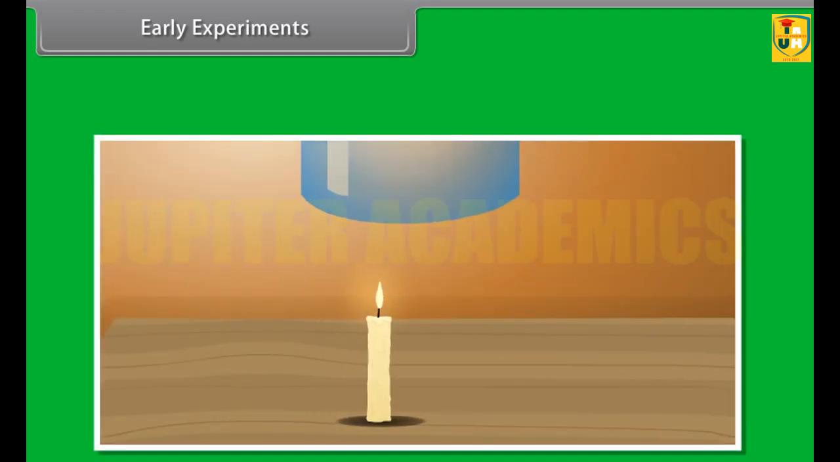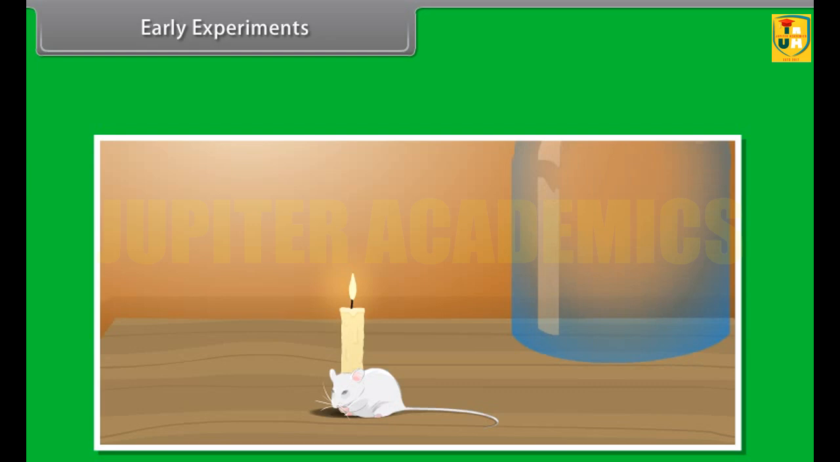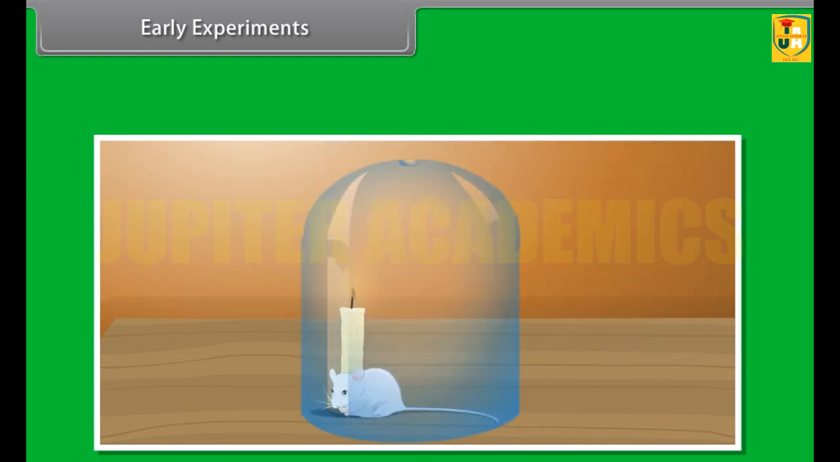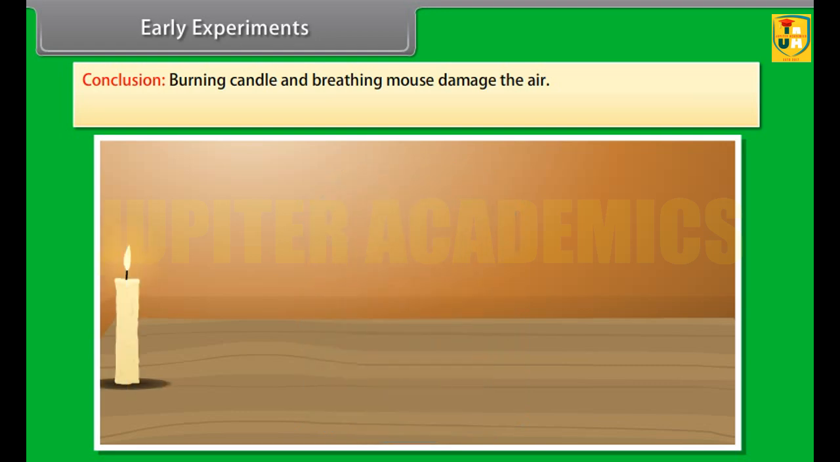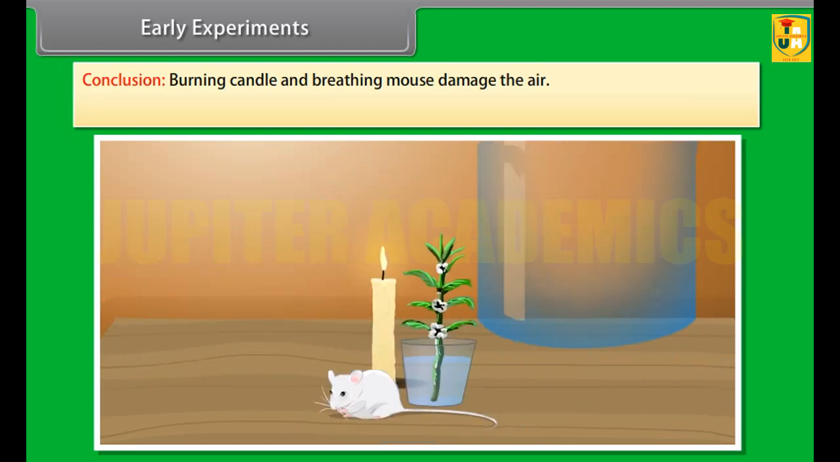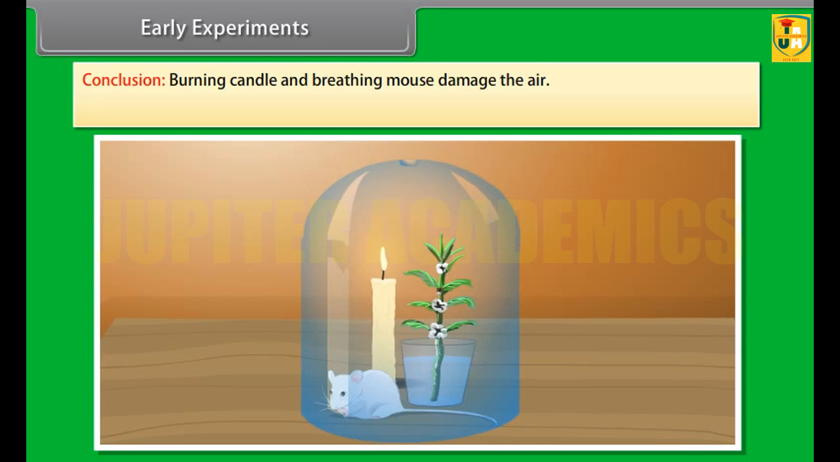Early experiments. Priestley experiment. First he places a candle in a closed jar and it gets extinguished. After that, he placed a mouse in the bell jar and the mouse also gets suffocated. He concluded that a burning candle and a breathing mouse damage the air. Now he placed a mint plant in the closed jar and it was observed that both the mouse and the candle survive very well. He concluded that plants restore the air that was damaged by the candle and the mouse.